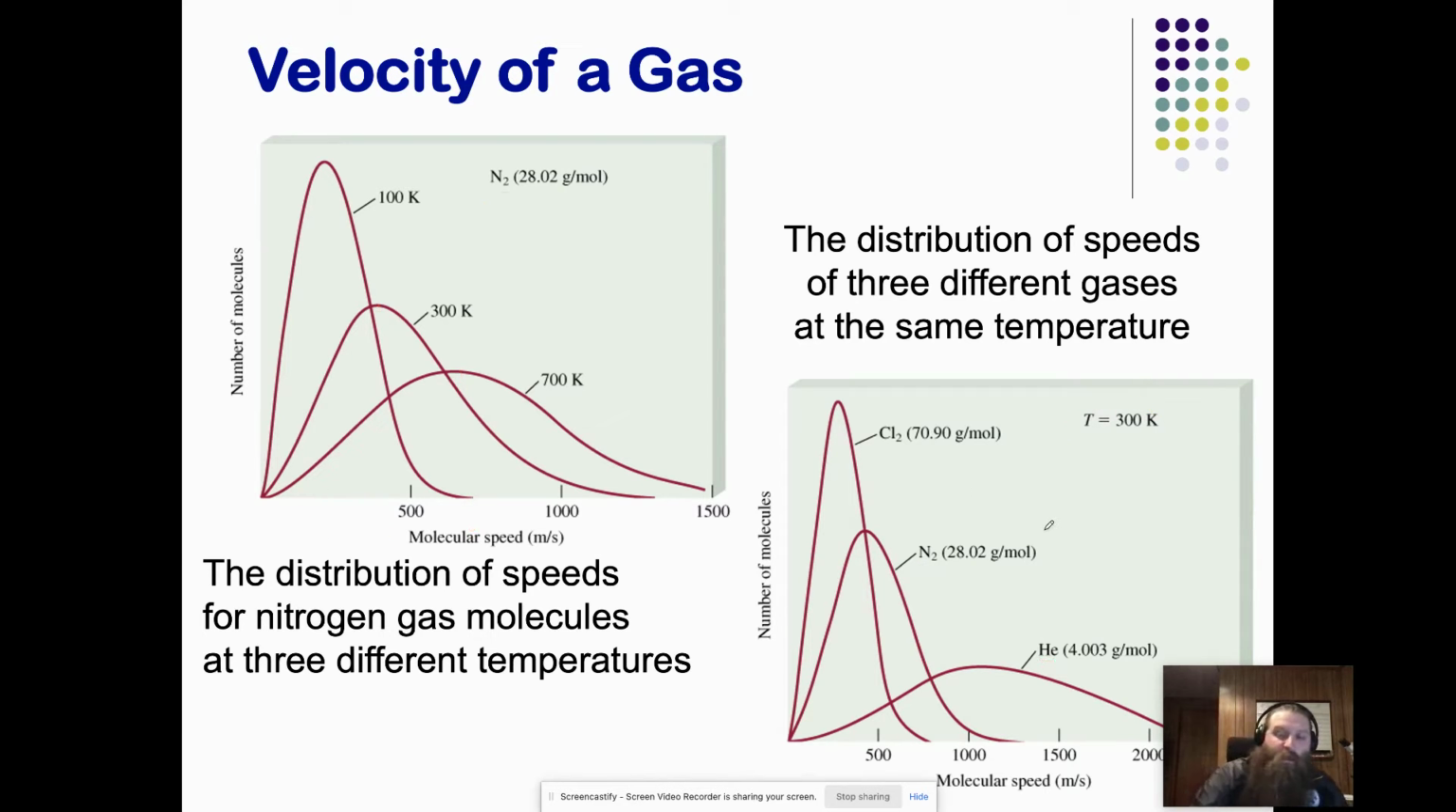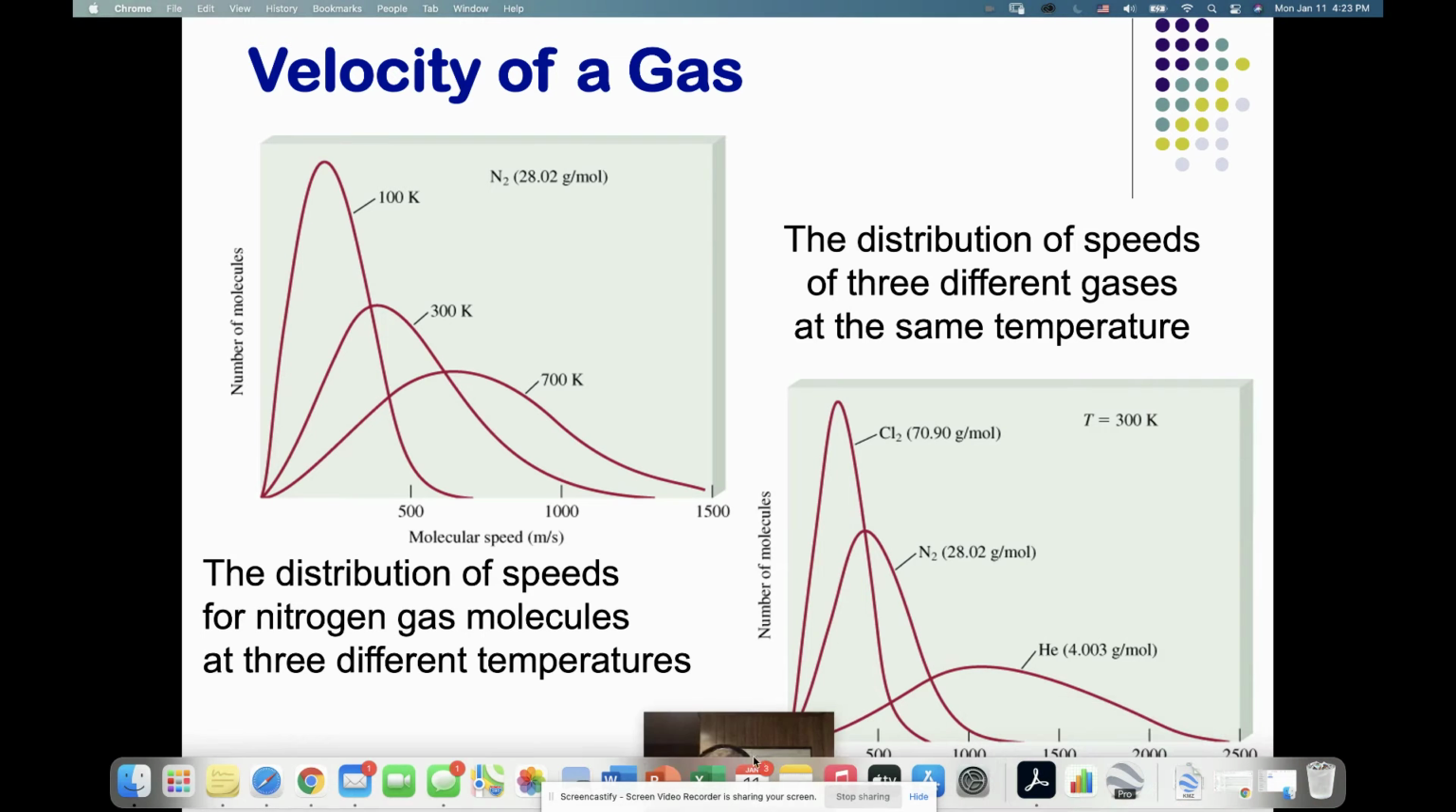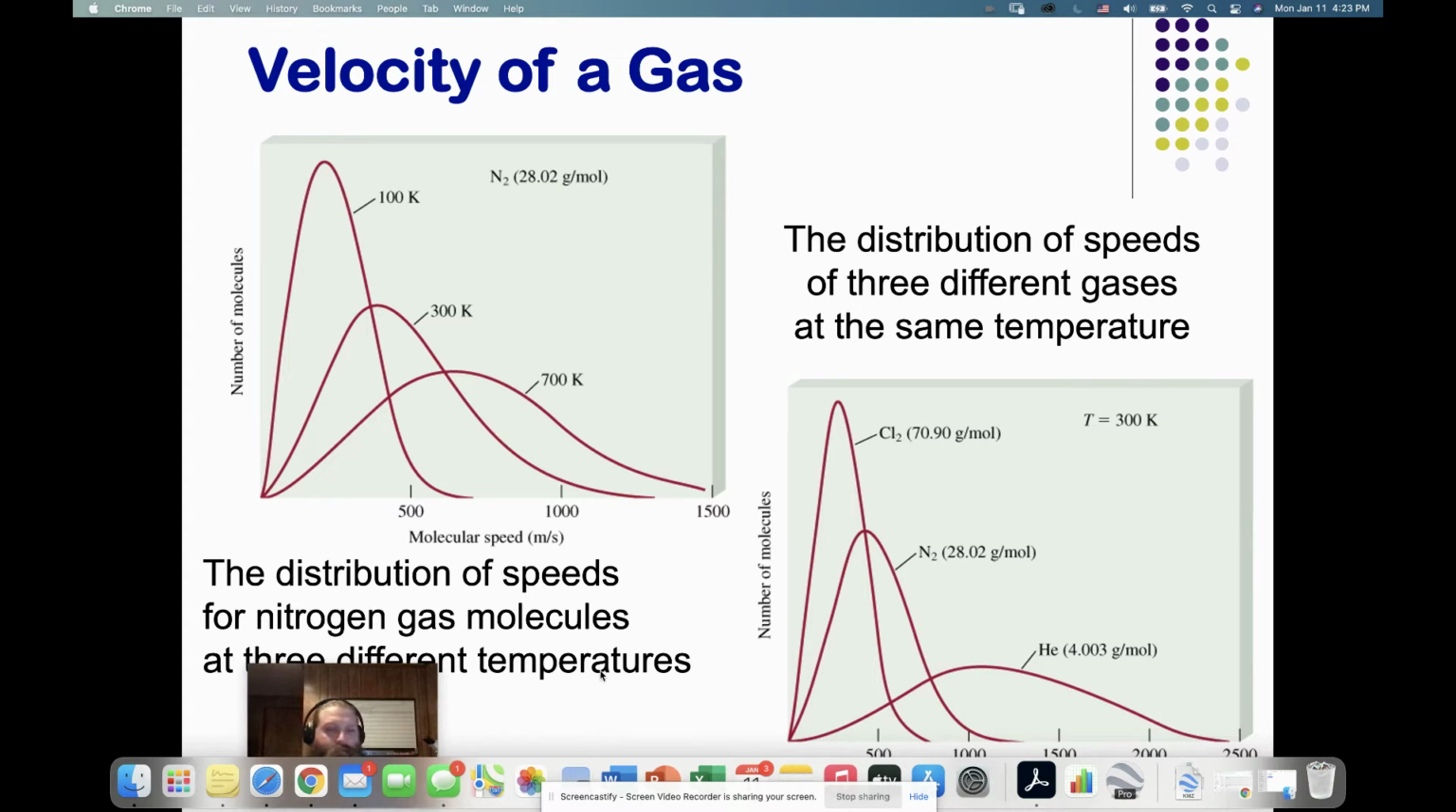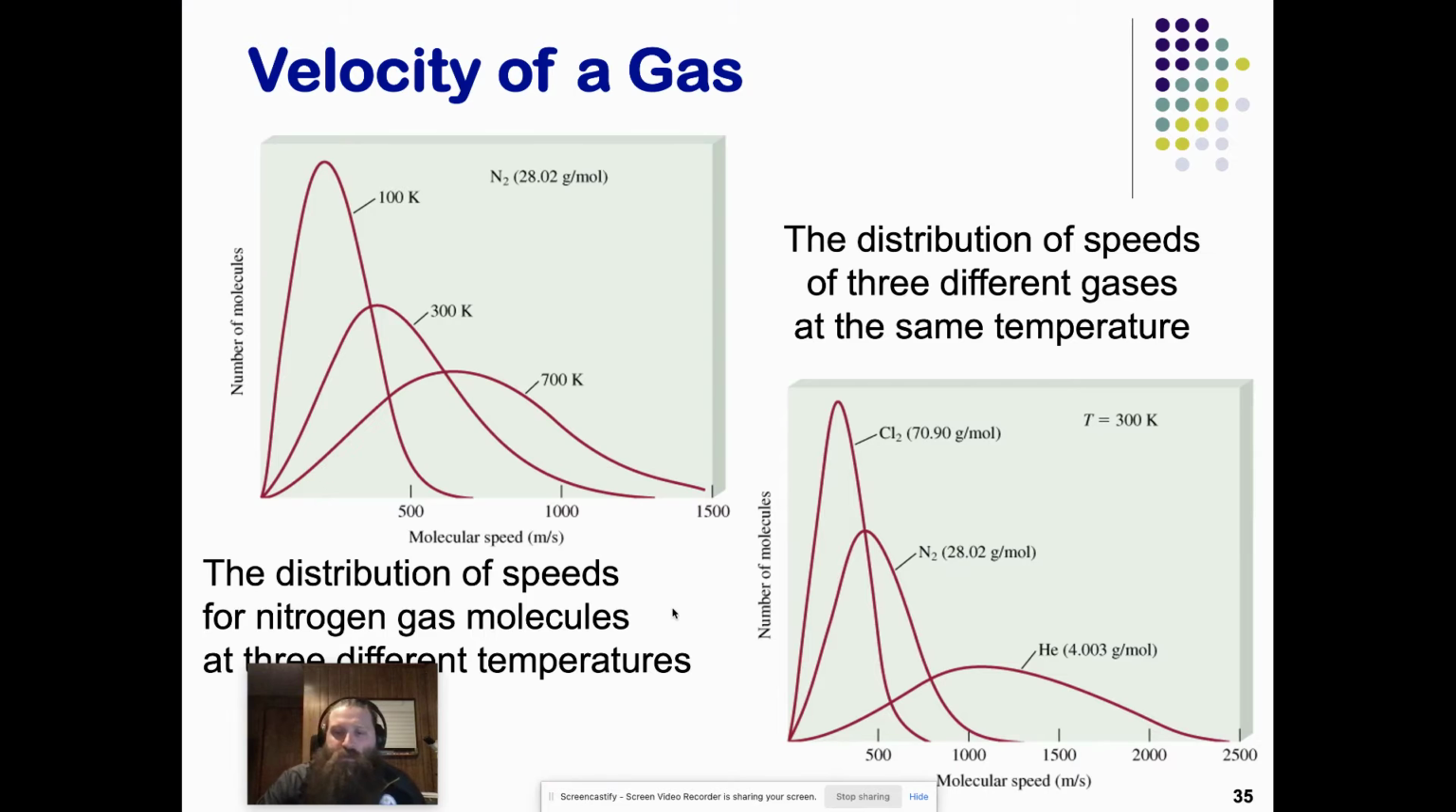Now, what do we see in this second graph? I'm going to move my face out of the way. Well, the first thing that we see is that chlorine gas is the heaviest gas of the three that we've been given. It's almost 71 grams per mole. It's also the slowest. Nitrogen is the second heaviest, in the middle, and the second slowest. And helium is the lightest of the three gases, and it's the fastest at this temperature.